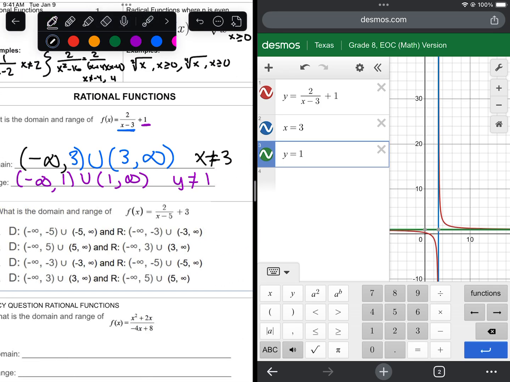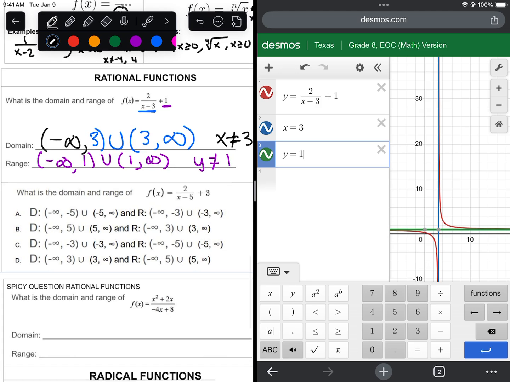So if I look at my next question, it says, what is the domain and range of f of x equals 2x minus 5? I see this x minus 5, and I know my vertical asymptote should be x equals positive 5. So A is out because that's negative. B is a maybe. D is out because that's negative 3. D is out. Sorry, I said D. I meant C is out because negative 3. D is out because positive 3. And if I look at my range, I have a positive 3, positive 3. I like answer choice B.